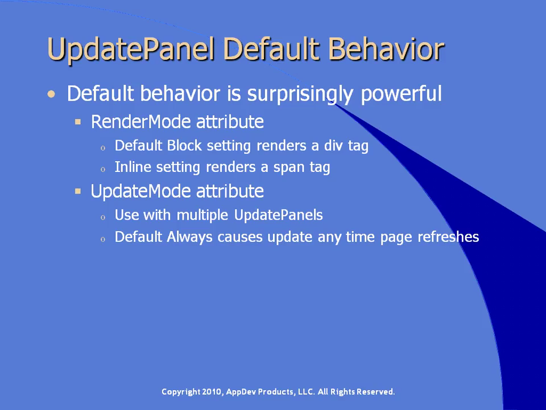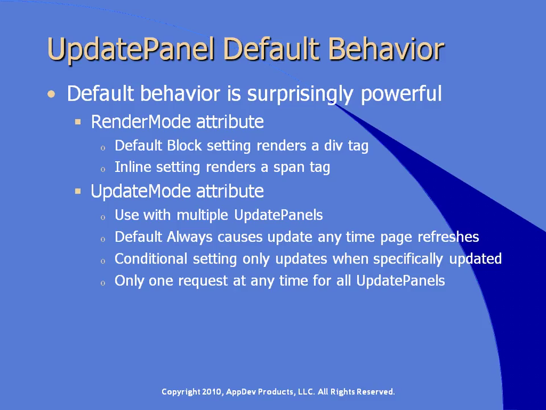And again, when the page contains only one Update Panel control, the setting is irrelevant. But if you have multiple Update Panels, the setting lets you define when certain Update Panel content is updated and when it's not. And you use the conditional value, which causes the Update Panel to update itself only when it's specifically called. All Update Panel contents are updated on the same request. So there's no extra server processing time and no extra requests when working with multiple Update Panels.